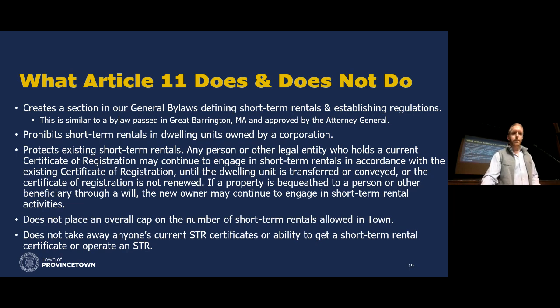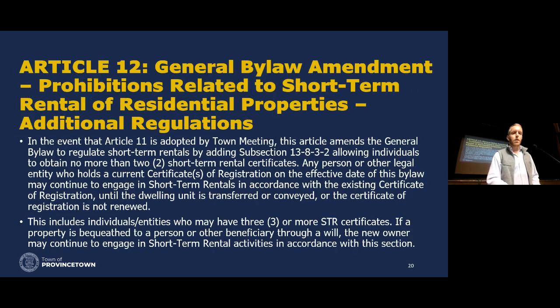All right. Article 12, which we've briefly touched on as well. This is another general bylaw amendment. Prohibitions related to short-term rental of residential properties, additional regulations. This one starts on page 26 in the booklet. In the event that Article 11 is adopted by town meeting, this article amends the general bylaw to regulate short-term rentals by adding a subsection allowing individuals to obtain no more than two short-term rental certificates.